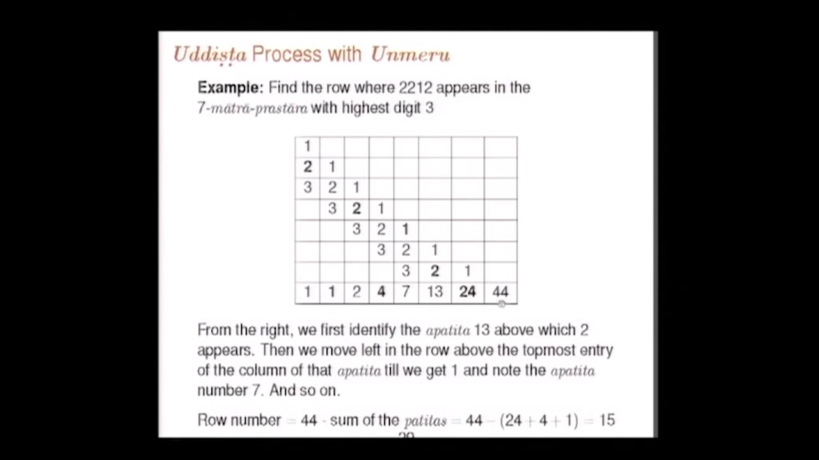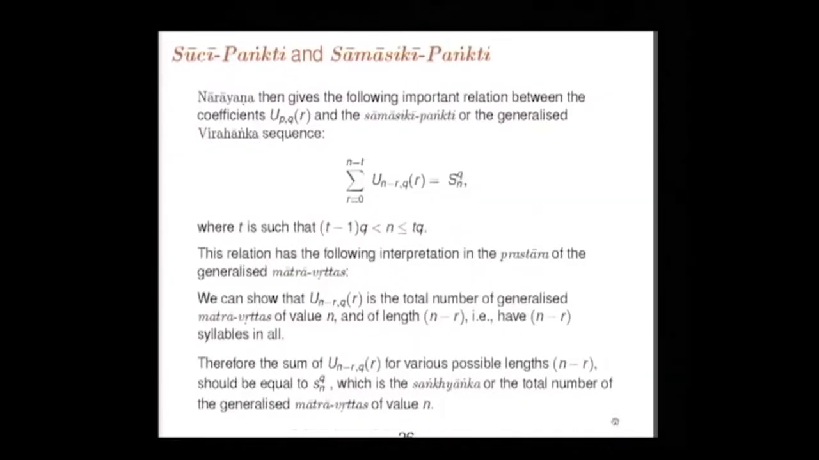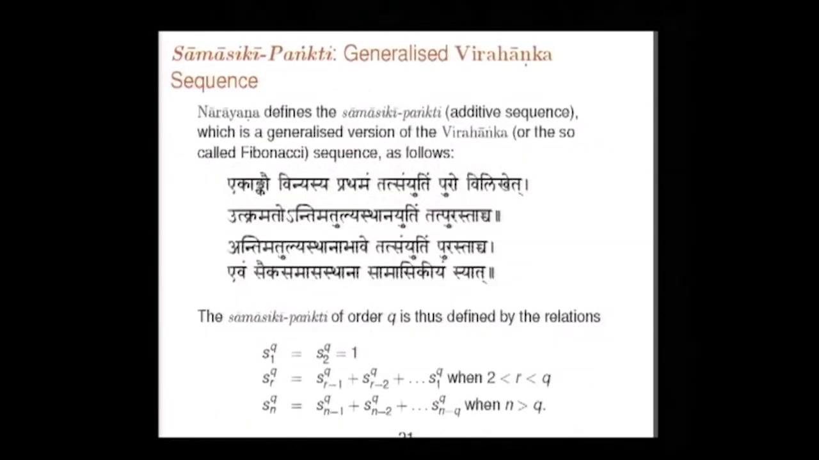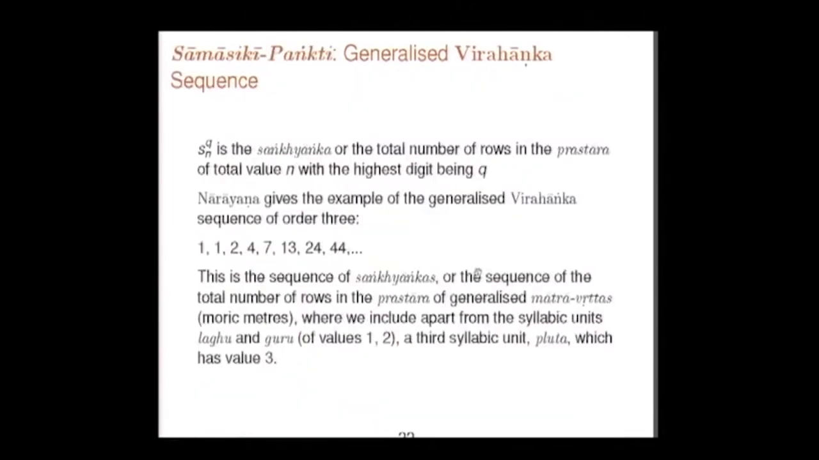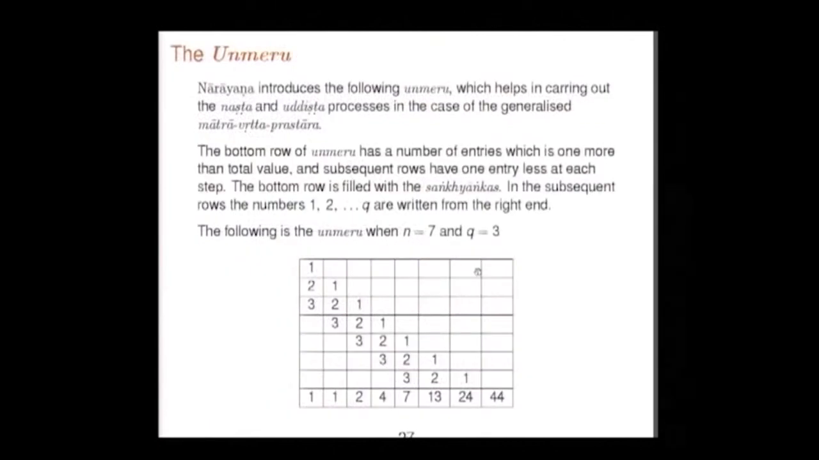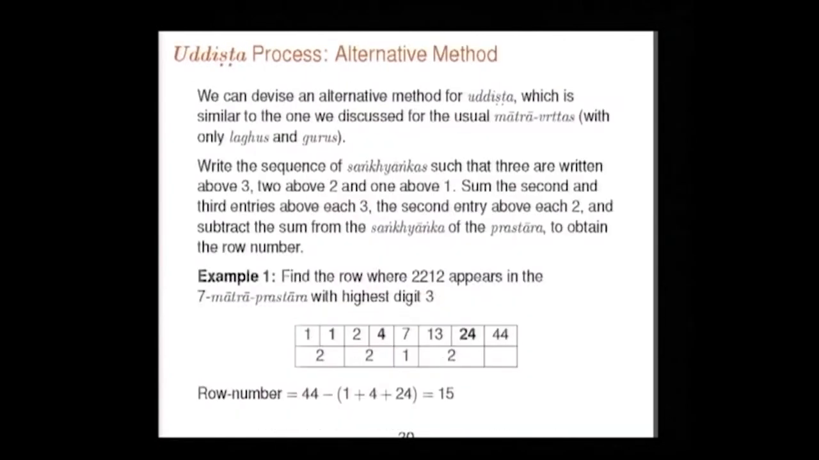The patita sankhyas are the others, 13, 7, 2 and, I am sorry, the patita sankhyas are the other. Those are 24, 4 and 1. So, 44 minus the sum of the patitas is 15. So, 2212 should appear in the 15th row of our prastara. So, you can go back and check that. The 15th row is 2212.